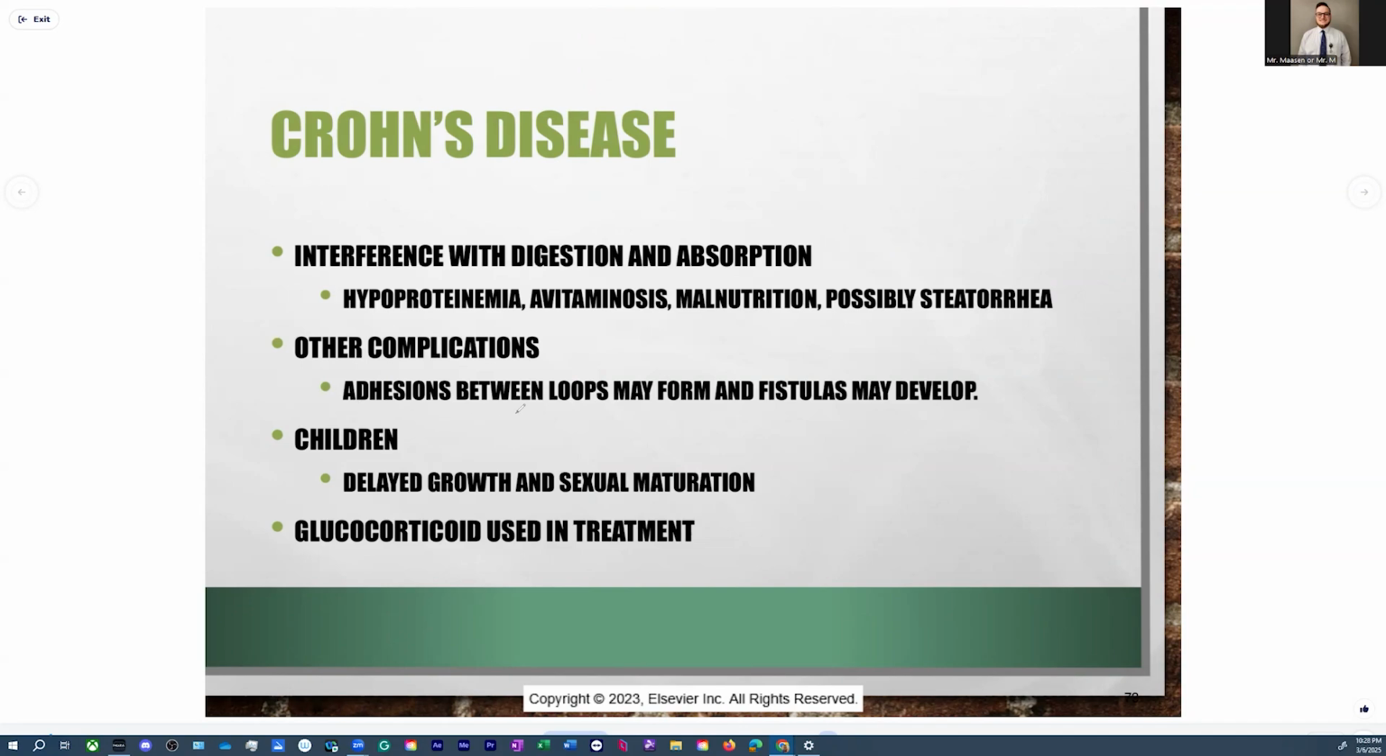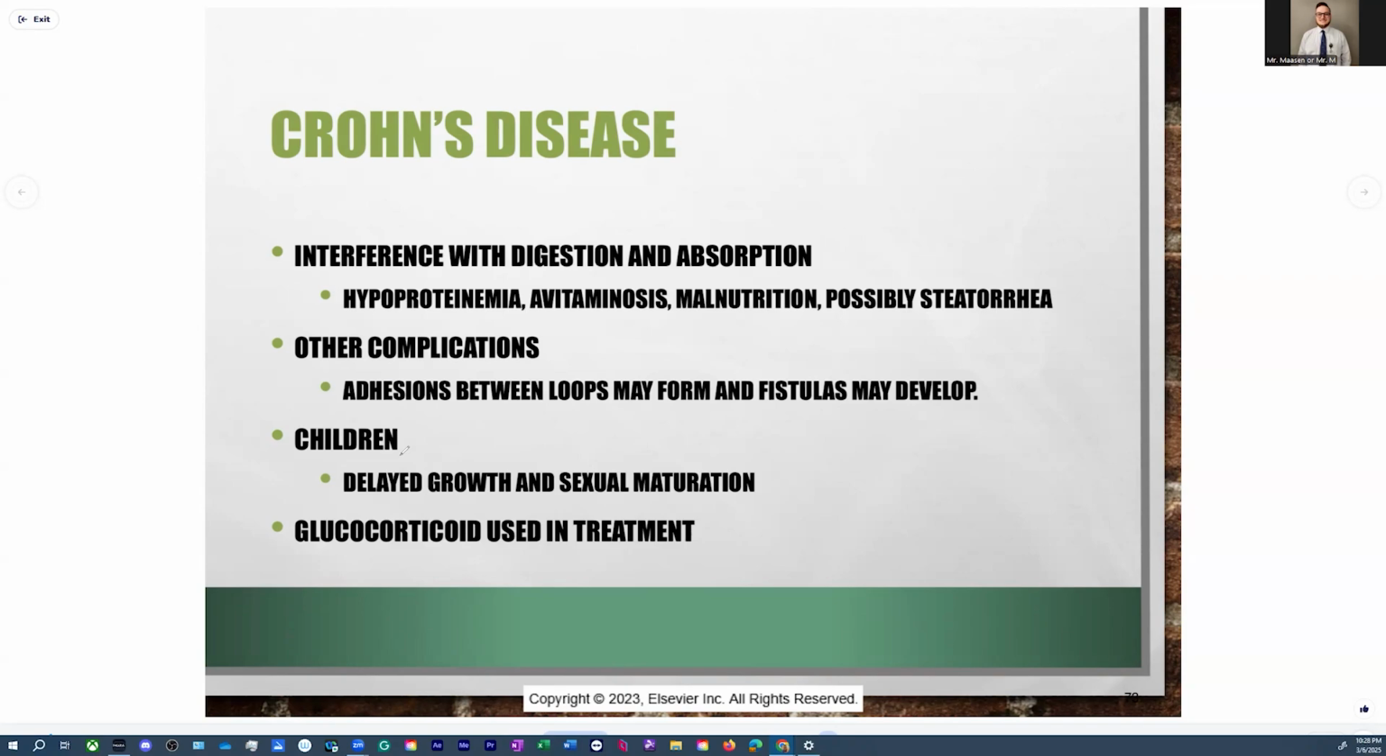Again, if there's adhesion in between certain parts of the bowel, it could erode through the lining of the bowel and cause fistulas or perforation of the bowel, that sort of stuff. Typically, Crohn's is associated with diarrhea.